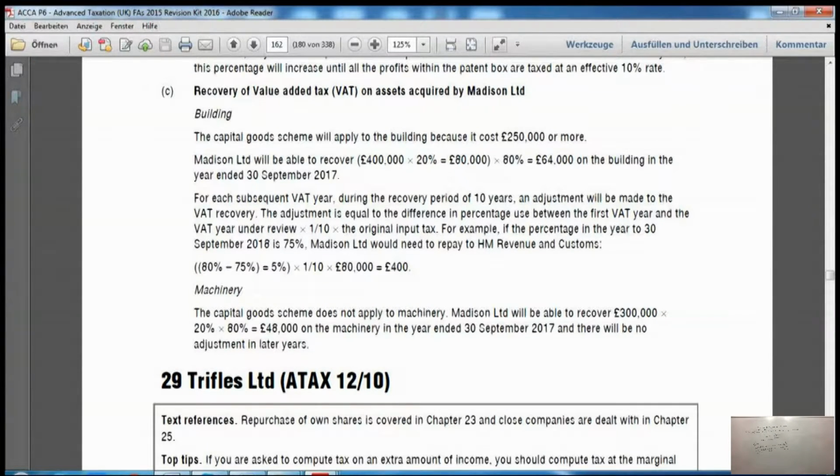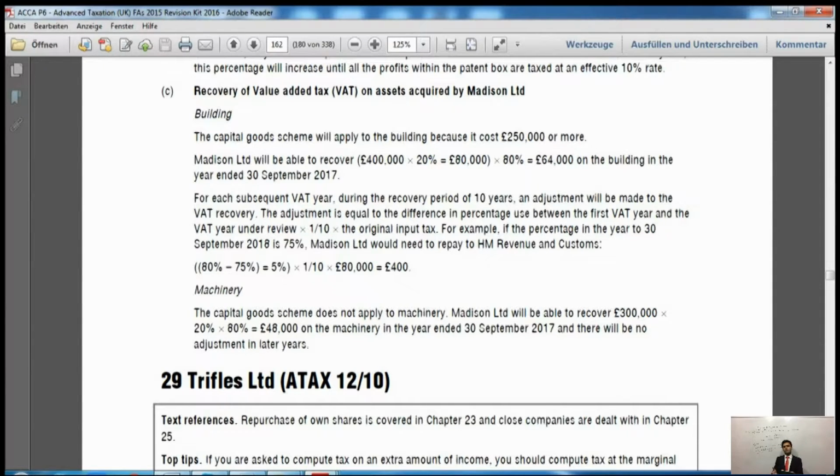So 80% minus 75%, which is 5%, multiplied by 1/10 multiplied by £80,000. So that is the amount, £400. That is the amount which we will have to pay to HMRC. Now why will we have to pay to HMRC? Because we have overclaimed. So we have been paid more than what we should have been paid for input tax.